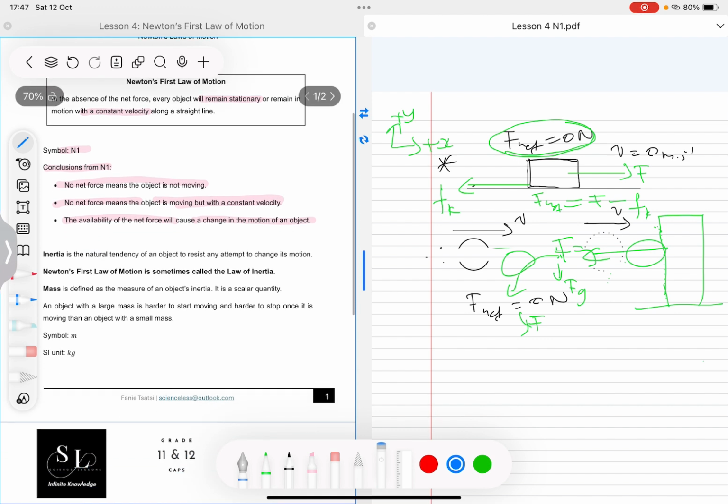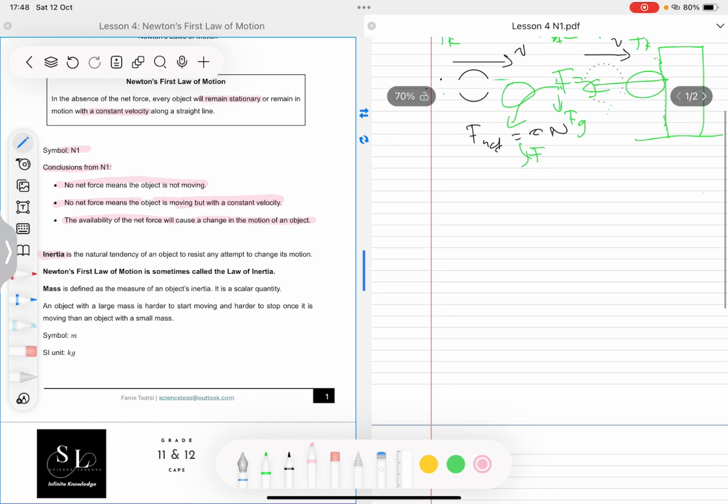Another concept that I'd like us to have a look at is what we call inertia. Inertia is defined as the natural tendency, or property, of an object to resist any attempt to change its motion. I think you know this inertia. You have observed this phenomenon.